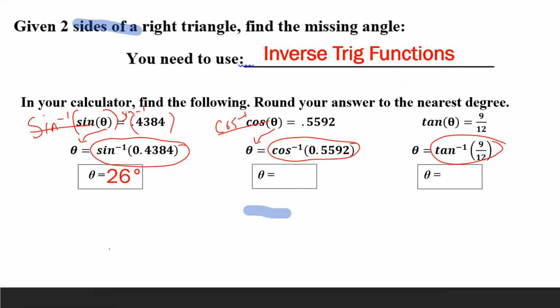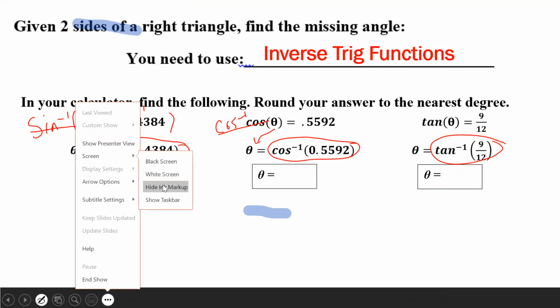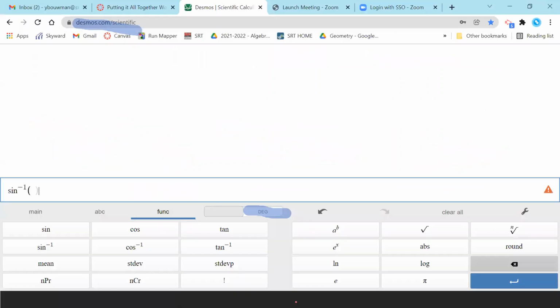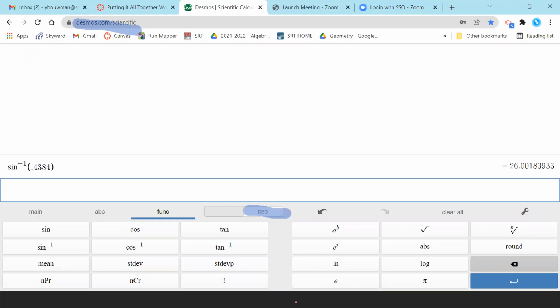So we'll go back to that screen. And you can put the 0 or not, 0.4384, enter, and here on the right side is your answer. And you'll notice this is always going to ask you to round to the nearest degree. So here our answers are going to be whole numbers.